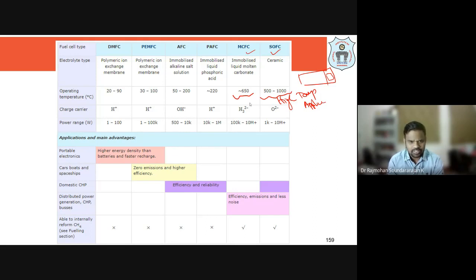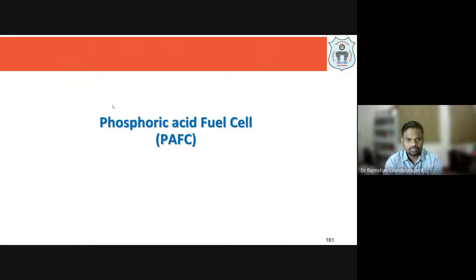Okay, and you can see the power range here. It ranges from watts to kilowatts to megawatts, and remember they are modular in nature. So what is the charge carrier? You should know, we have already discussed it in the previous slide. Okay, so they all summarize. This is easy to remember when you compare and learn. Okay, so anyhow we are going to discuss in detail each type of fuel cell. To start with, we will discuss phosphoric acid fuel cells.